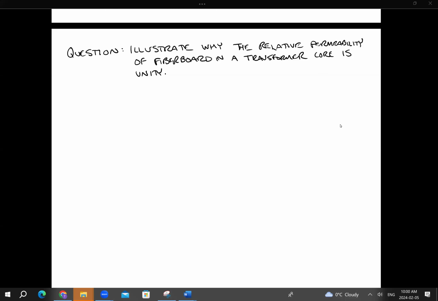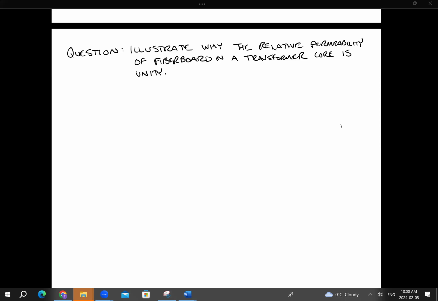This is what's meant to be a pretty simple, straightforward magnetic circuits question that relates to transformers. Transformers often have fiberboard in them to break up that magnetic field a little bit, and that reduces eddy currents. And that fiberboard is not magnetic. So it wants to stop the magnetism basically from going too high.